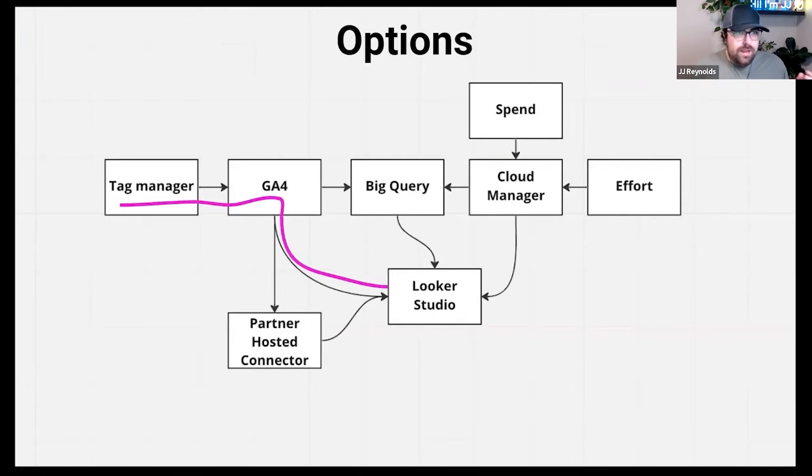Option number one, this is what we had: Tag Manager, GA4, Looker Studio, bam. So that's what happened. You're going to hit that threshold if you're doing any type of complex reporting or have a lot of people looking at it. All right, then we've got other options. We've got Tag Manager, GA4, and a partner hosted connector.